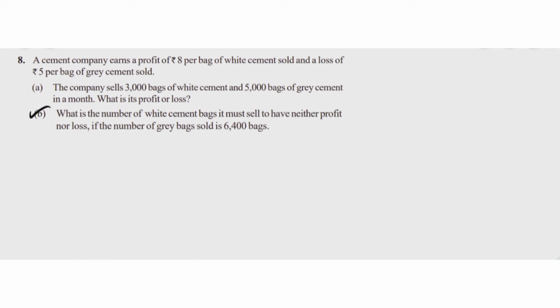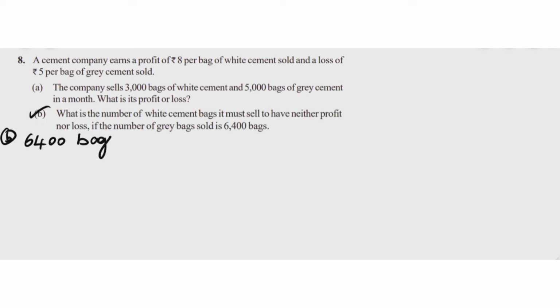Yeah, so coming on to the B part, I'll read this now. What is the number of white cement bags it must sell to have neither profit nor loss if the number of grey bags sold is 6,400 bags? So here they are asking us to find how many white bags are sold. Here they have given grey bags, right? So first we can do grey bags. So how many grey bags are sold here?